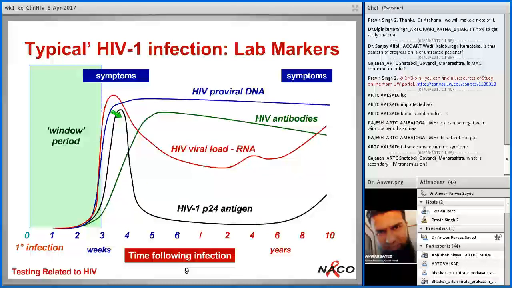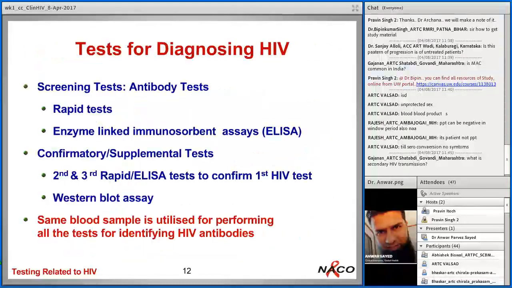So if a person is tested with P24 antigen initially, that person might get tested as positive, but if P24 antigen is done after a period of time, like after say 6 months or 1 year, this person may get tested negative with P24 antigen testing. That is why it is not a reliable test. So the HIV antibody test is considered to be very reliable. Once antibodies are developed, they will be there in the blood for a lifetime. HIV proviral DNA also will be there, and viral RNA will be there if it is not suppressed.